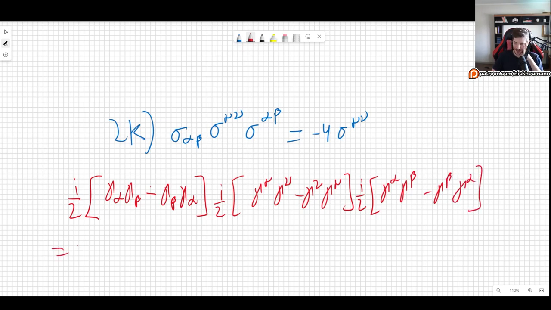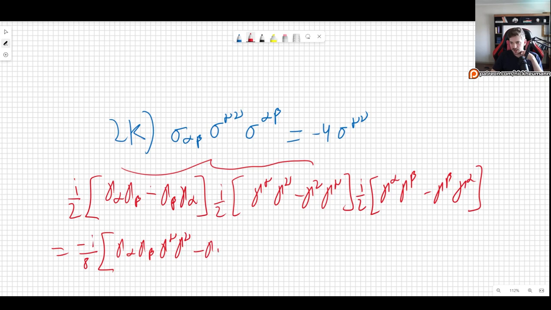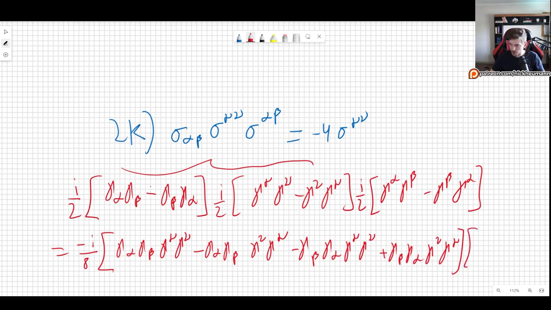Okay, so let's multiply all of this through, so we get minus I over 8, factor of gamma alpha, gamma beta, gamma mu, gamma nu. So I'm first going to multiply these two parentheses and leave the other one be because I don't want to multiply too much at once or else I will make mistakes. Then we get minus gamma alpha, gamma beta, gamma nu, gamma mu, minus gamma beta, gamma alpha, gamma mu, gamma nu, then plus gamma beta, gamma alpha, gamma nu, gamma mu. And all of this multiplied by gamma alpha, gamma beta, minus gamma beta, gamma alpha.